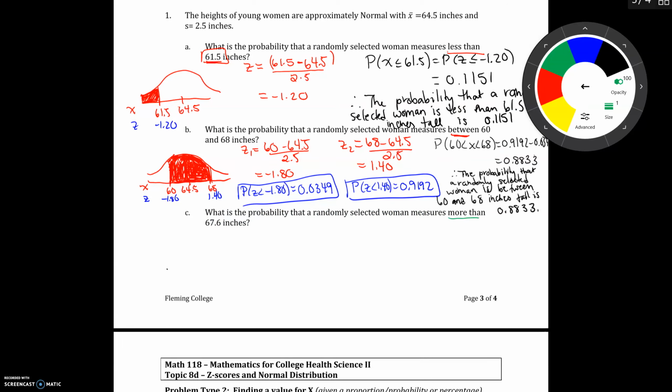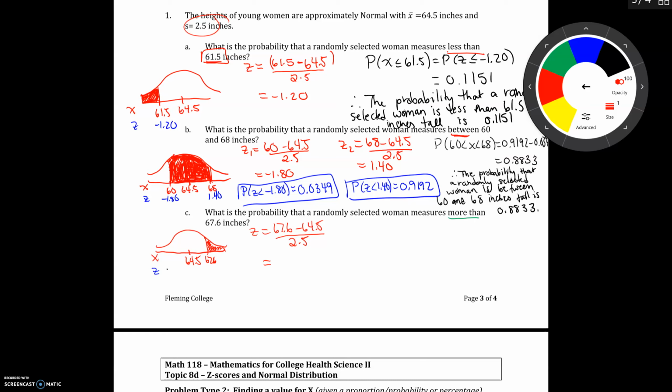Okay, last question that we have to do here: what's the probability that a randomly selected woman is more than 67.6 inches tall? The first thing we've got to do is draw our picture. In the middle of the bell curve, I put our mean, and then to the right, because it's larger, I put 67.6 inches. The next thing I'm going to do is convert that 67.6 into a z-score. So I can take my x value and convert it into an equivalent z-score.